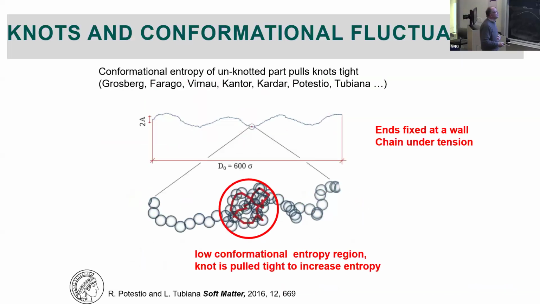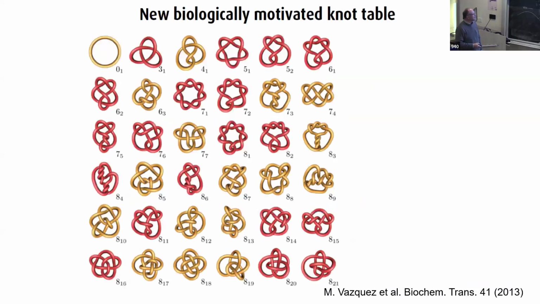Here's another example, the work of Tubiana and Podestillo, where they took such a chain and pulled slightly at it, and you see that this knot is locally localized. It can move up and down the chain, but it stays very tight. There are some ideas that this might have something to do with the Frenkel-Kontorova concept and so on, but I don't want to go into the details here. I will use that picture later on in a completely different context again.